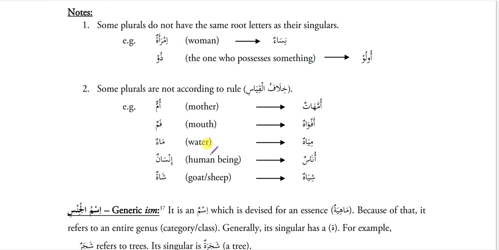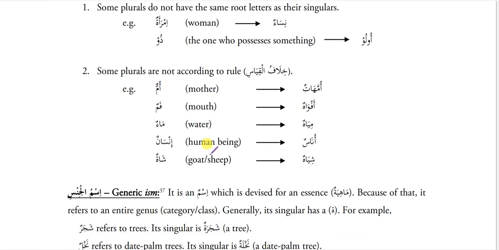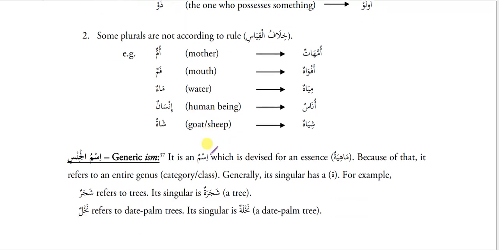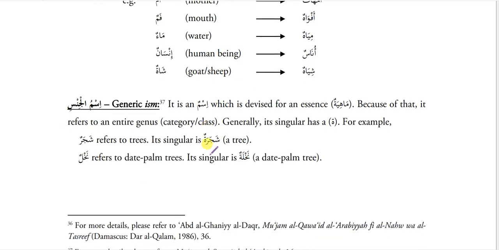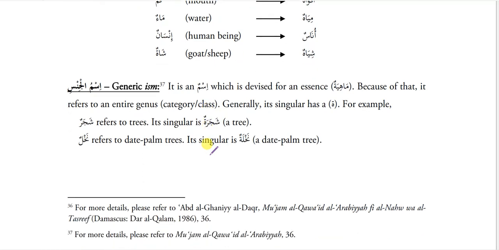Now there are some different types of jama. For example, the jama of imratun is nisa, the jama of zu is ulu, the jama of ummun is ummahatun, famun is afwahu, ma'un miyaun, insanun unasun, shatun shiyatun.